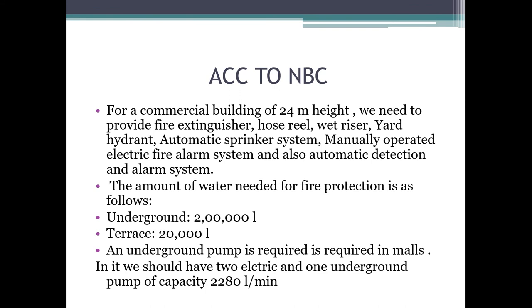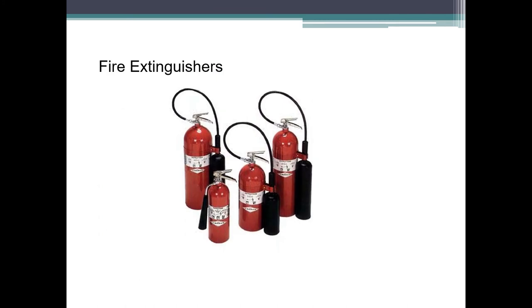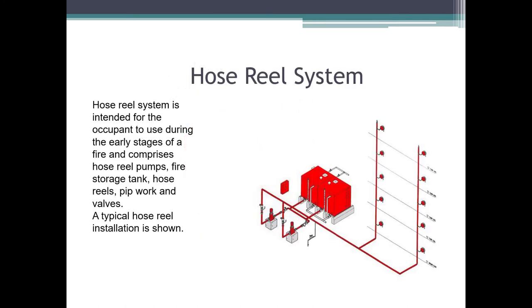Again, these are some NBC rules which you can adopt for your building design. These are fire extinguishers of different sizes, and the hose reel system. So this is actually a kind of fire water pipe system which is intended for the occupant to use during the early stages of the fire, comprising hose reel pumps, the fire storage tank, hose reels, pipe work and valves.